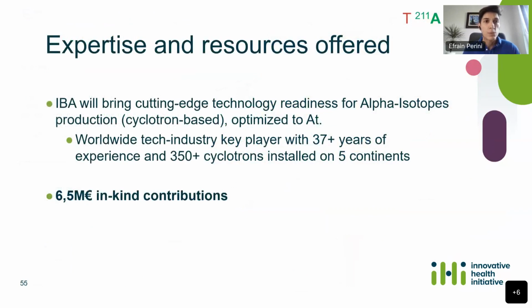The expertise and resources we are offering this project: IBA will bring cutting-edge technology readiness for alpha isotopes production technology, cyclotron-based, optimized for astatine production, of course. IBA has been a worldwide technology industry key player for more than 37 years, with 350-plus cyclotrons installed on 5 continents. On top of that, we are bringing 6.5 million euros in in-kind contributions. Next, please.